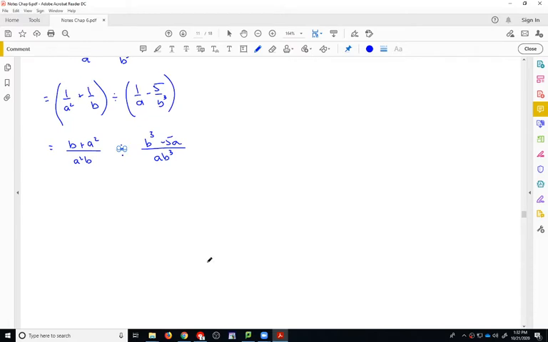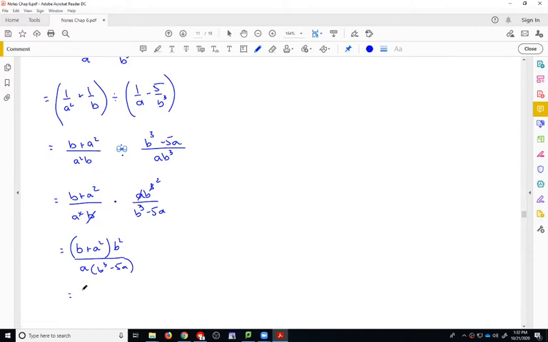Now that I have a single fraction divided by a single fraction, I'm going to flip and multiply. So b plus a squared over a squared b times ab cubed over b cubed minus 5a. Now I'm going to simplify. This one is not factorable, neither is this one, so the only thing I can do is simplify these guys. So this a squared is going to become an a, and then this b cubed is going to become a b squared. I'm left with b plus a squared times b squared, all over an a, and then times b cubed minus 5a. And that's as far as I can go.